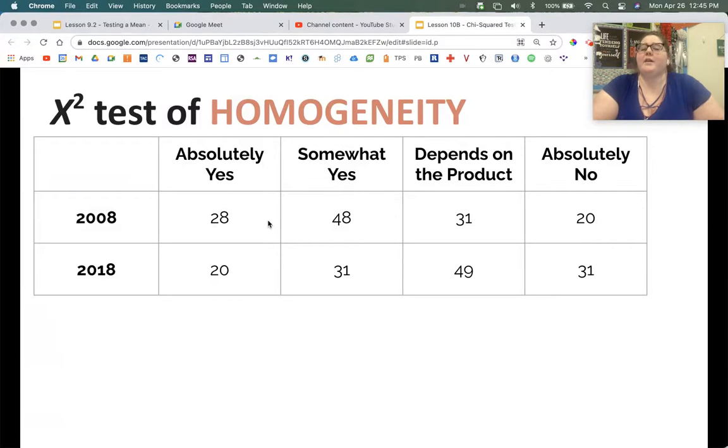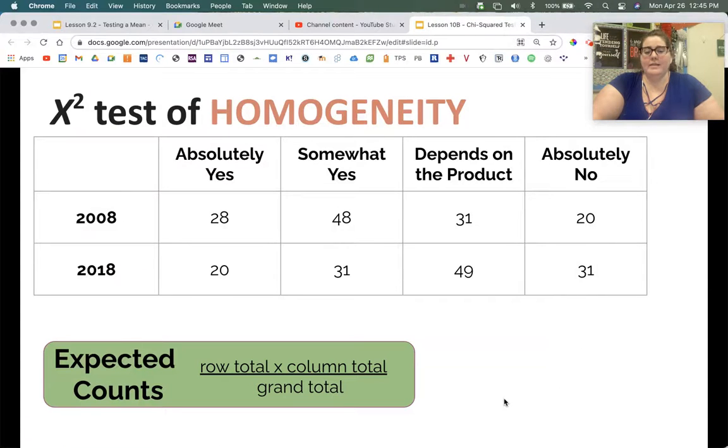So how do we figure out what to expect within each category? So I'm going to give you a little formula. It looks like this. For each cell in the table, the way you would find its expected count, so this top left one, is we would do the row total, so add up all these numbers and find that row total, times the column total, so add these two and get the column total, and then divide by the overall grand total for everybody.